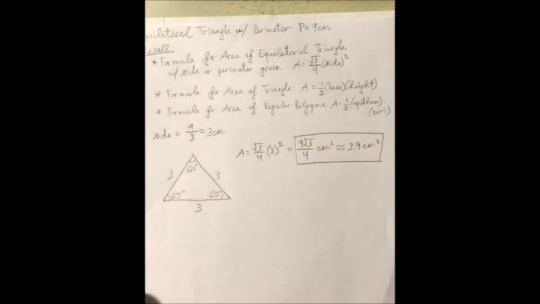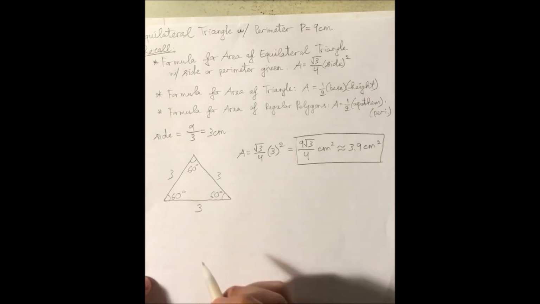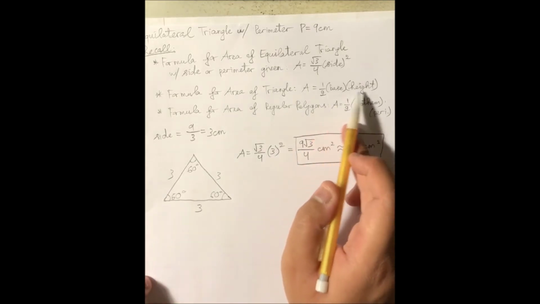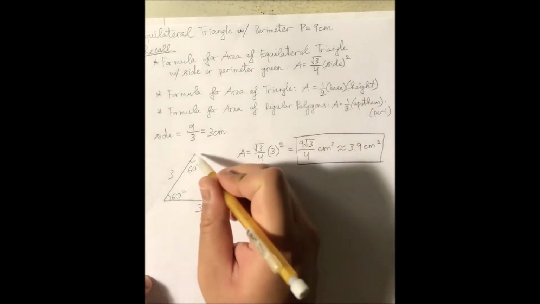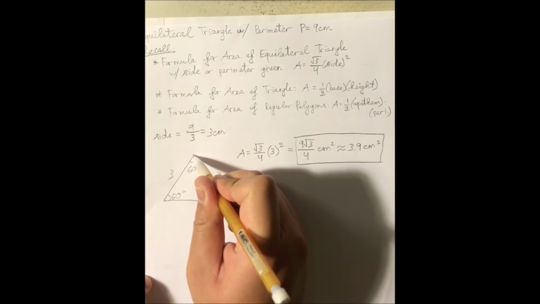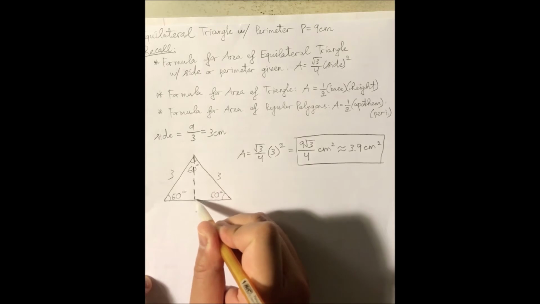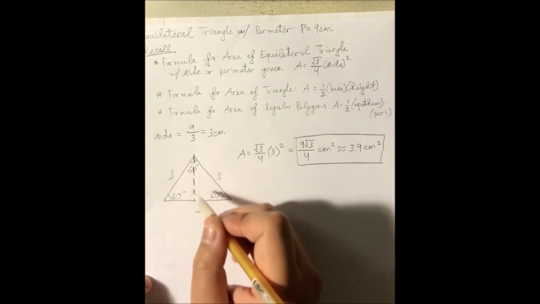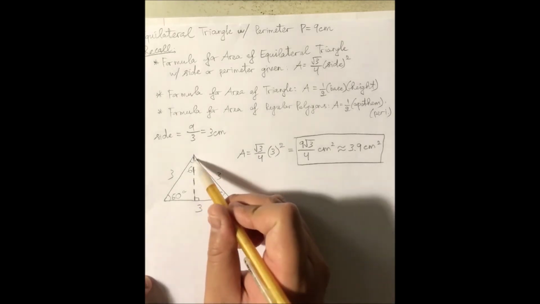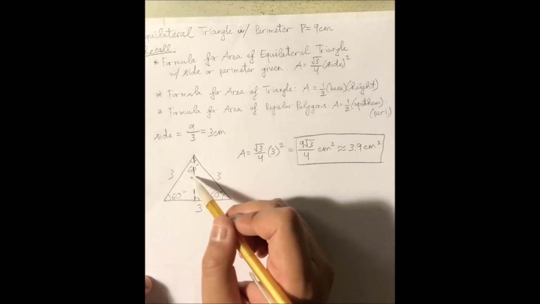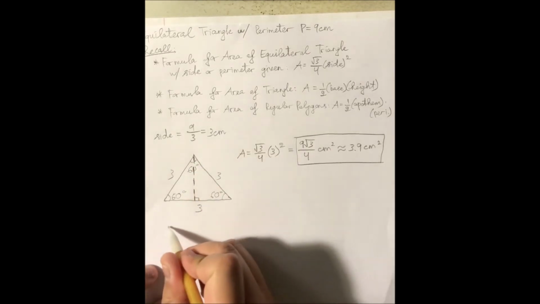Now using the second formula, the area for any type of triangle, we have 1/2 times the base times the height. We know the base already, but we don't know the height. So let's find the height first. We can find the height by cutting this triangle into 2 halves, with this dashed vertical line being perpendicular to the base. From here, we can consider either this half or this half. So let's consider the right half.